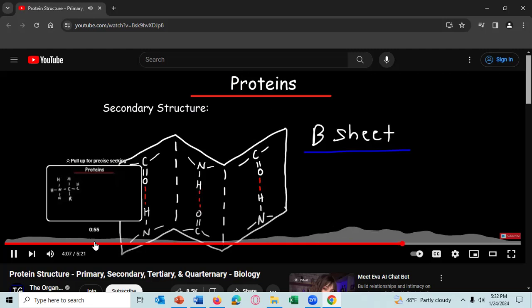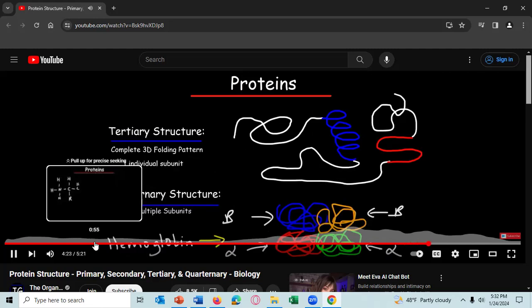Now here is a visual illustration of the beta pleated sheet. Just like the alpha helix, it too is stabilized by hydrogen bonds between the carbonyl group of one amino acid and the NH group of another amino acid. Next up, we have the tertiary structure, which represents the 3-dimensional complete folding pattern of the protein. And so here's a visual illustration of it. So we could see some areas is just a straight chain. Here we have an alpha helix, and here we have a beta pleated sheet.